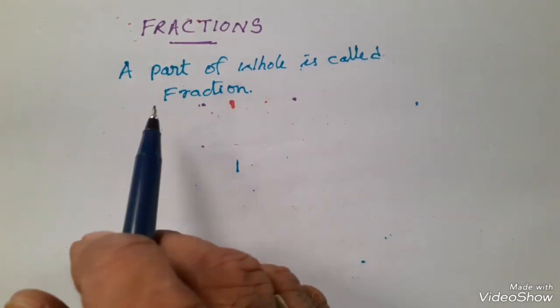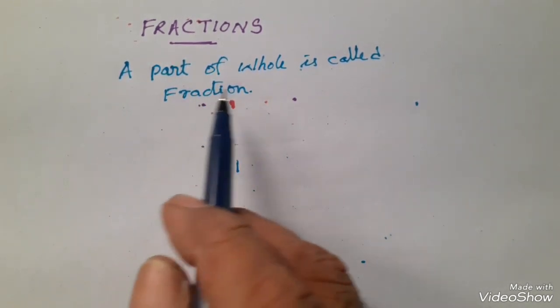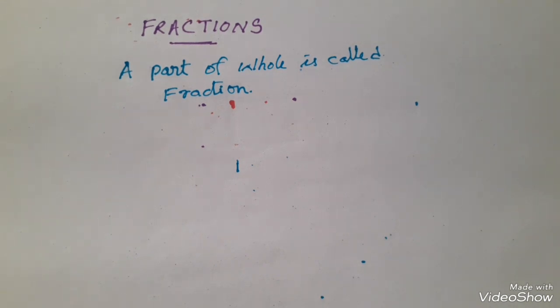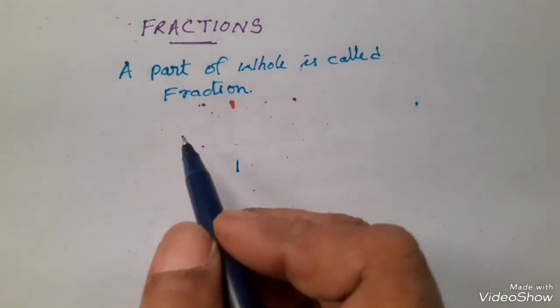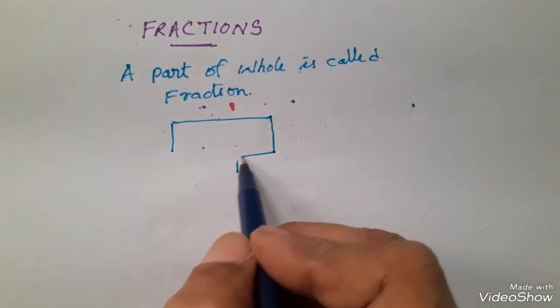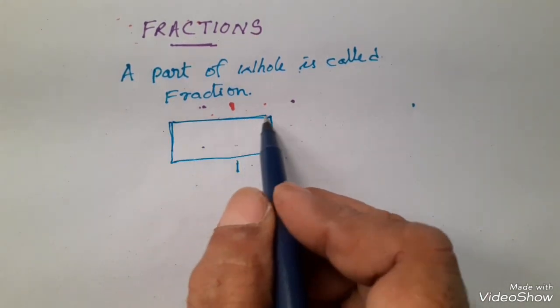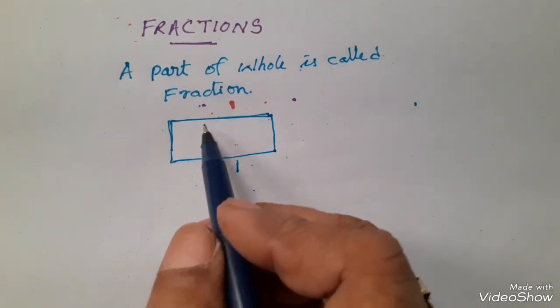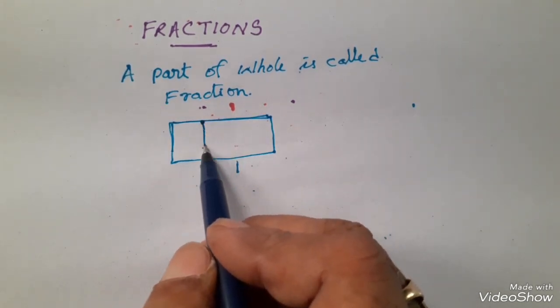Fraction. What is a fraction? A part of whole is called a fraction. For example, you say this is a whole. This is one whole. This whole we divide into 3 equal parts.